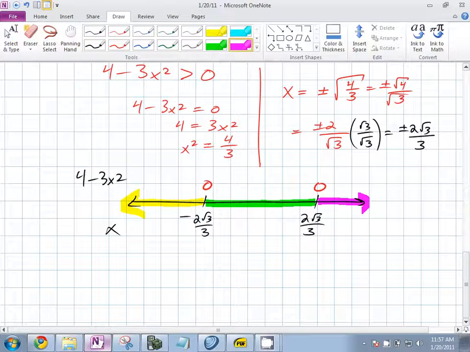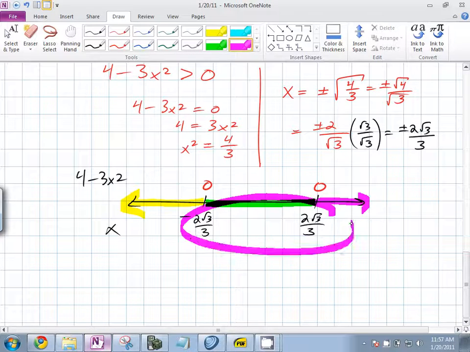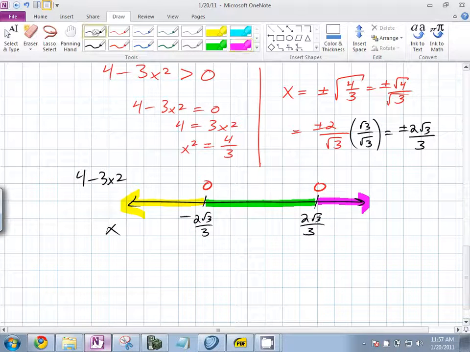Plug some numbers in. What's an easy number between these two? What's the easiest number to plug in between those two? 0. Let's plug in 0. When you plug in 0, what do you get out? When you plug in 0 into that, what do you get out? 4. Okay, what's a number to the right of 2 root 3 over 3? Definitely to the right.